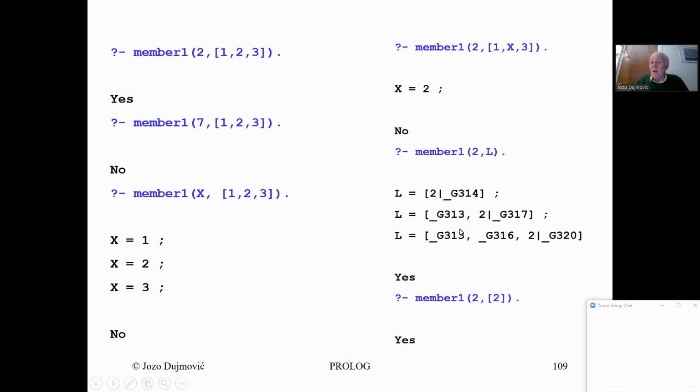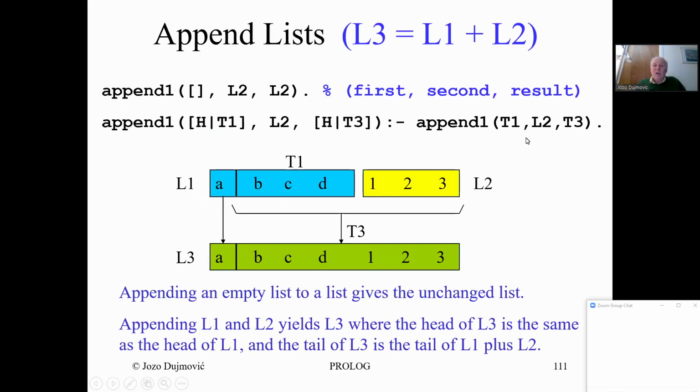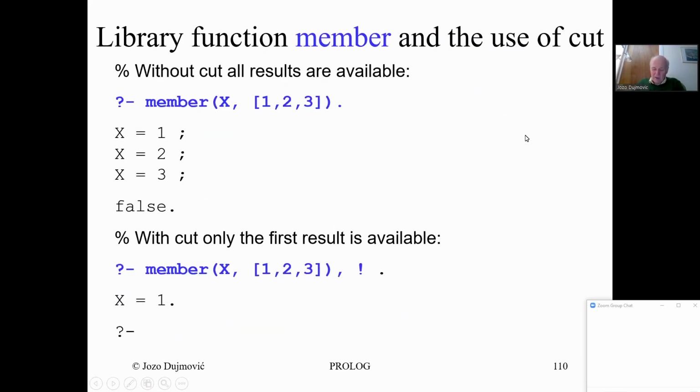Of course, don't do these things because these are unsolvable problems. But if you say, is 2 a member of the list that has only one element? Yes, it is. The answer is yes. Now, you can have the library function member, and you can ask, give me member of the list 1, 2, 3.